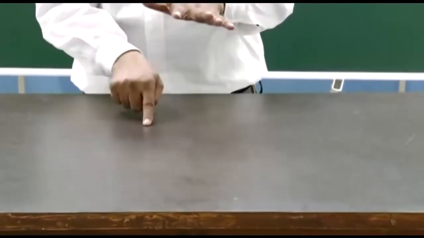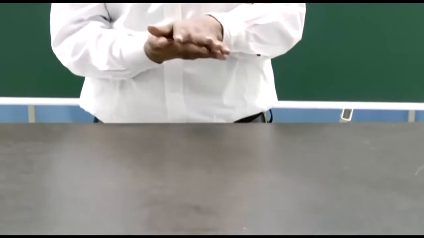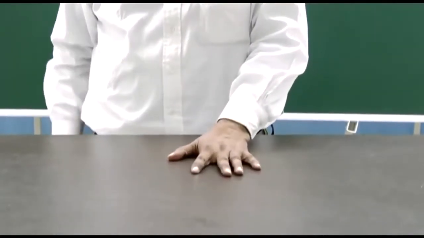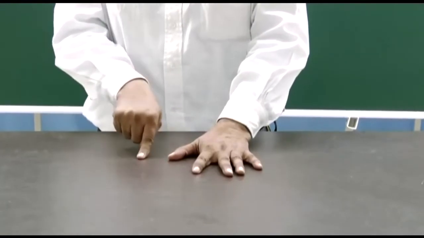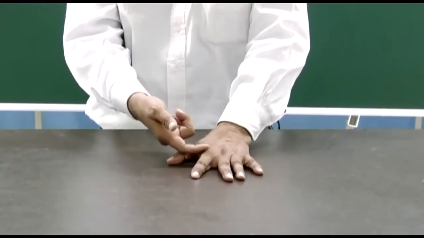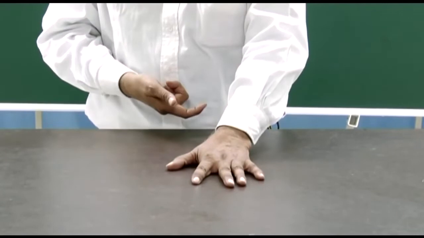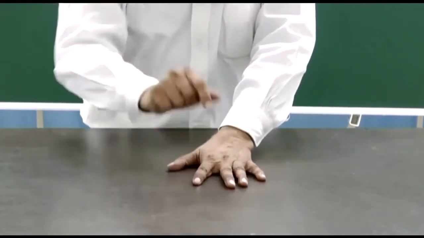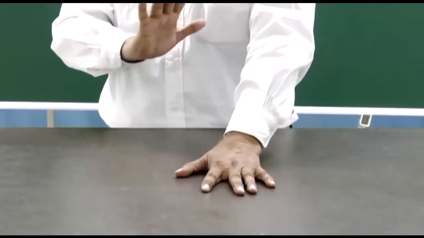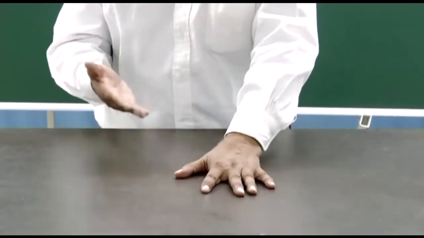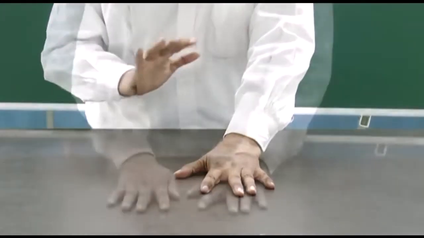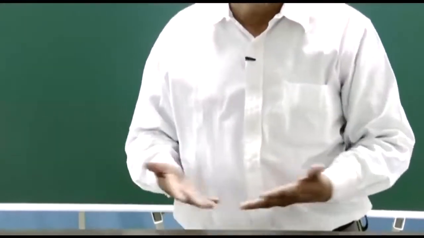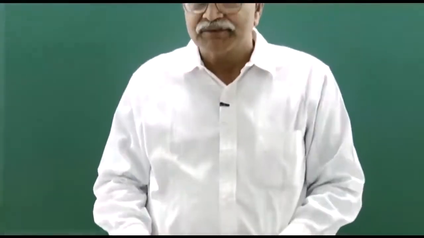So, the two surfaces are in contact, this surface here and this surface here, and as I move, the surface of the table exerts a force on my hand in the backward direction, and the hand exerts a force on the table in the forward direction. So, this is the frictional force which opposes relative slipping. Any two things, when they are in contact, they can exert this kind of friction.